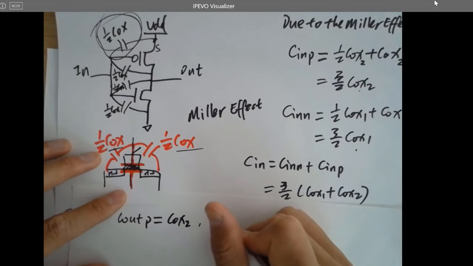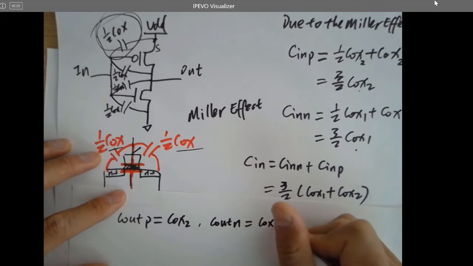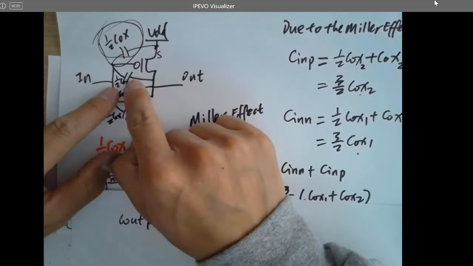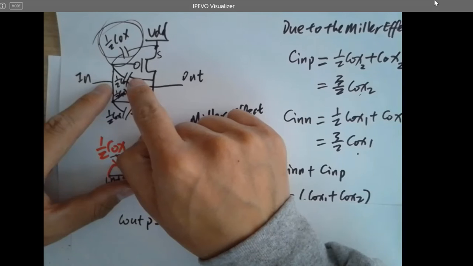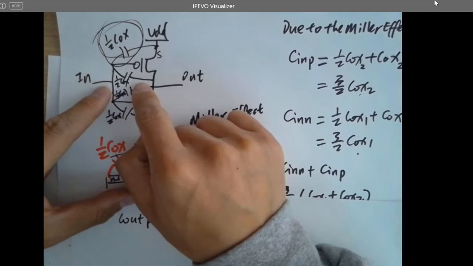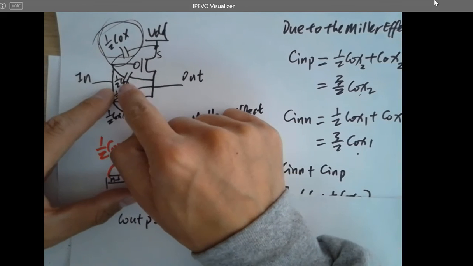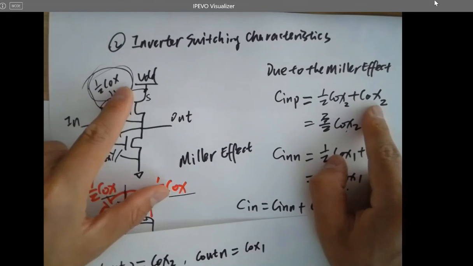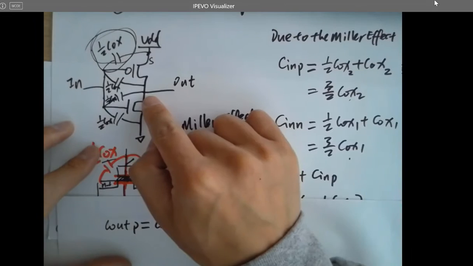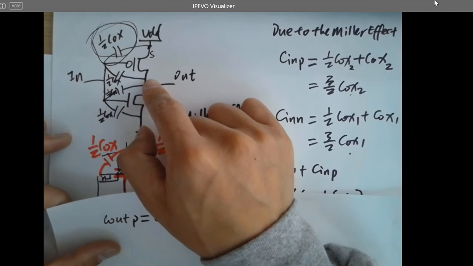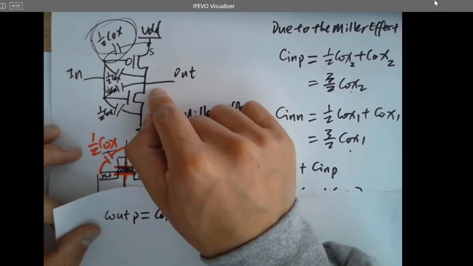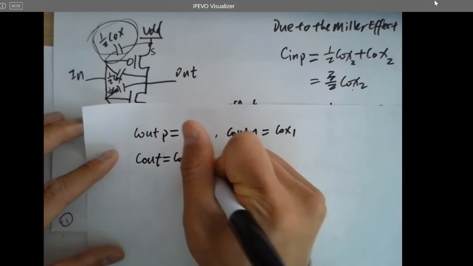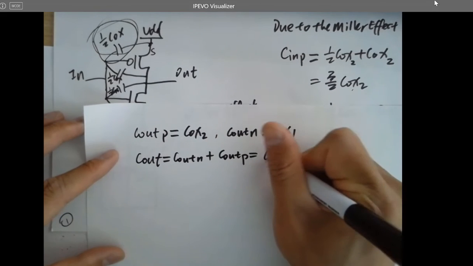And Cout N is also COX, but COX1. Whenever you are treating this Miller effect capacitor, you split it into two capacitors, one connected to the output, one connected to the input. But whenever you are doing the input analysis, you actually add COX2 and COX1, not a half. When you are looking into the output, it's the same thing: you just add COX2 to COX1. So that's the overall output capacitance. So Cout equals Cout N plus Cout P, which is COX1 plus COX2.